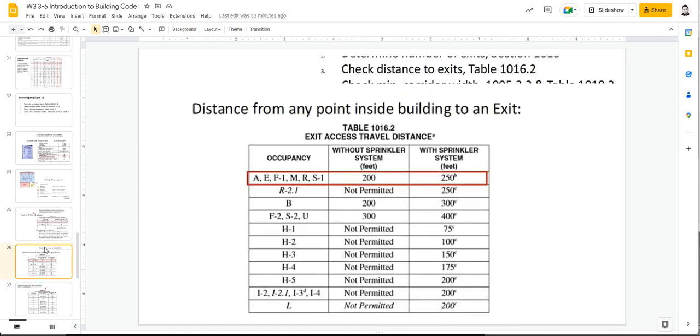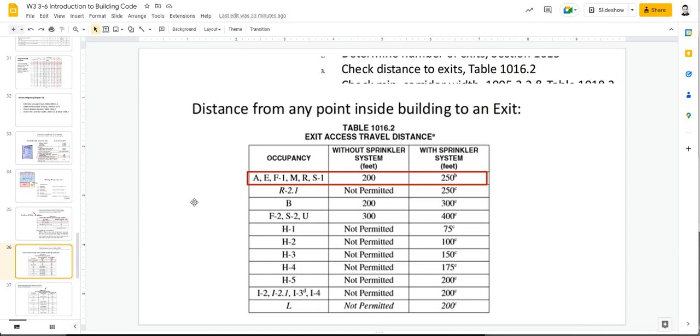Okay, and then let's talk about the distance between those exits. The distance between those exits for occupancy A, our occupancy for our building: if you have a fire sprinkler required, then the distance between the exits is 200 feet. Okay, without sprinklers. If there are sprinklers, then you can increase that by 50 feet. So now it's 250 feet.